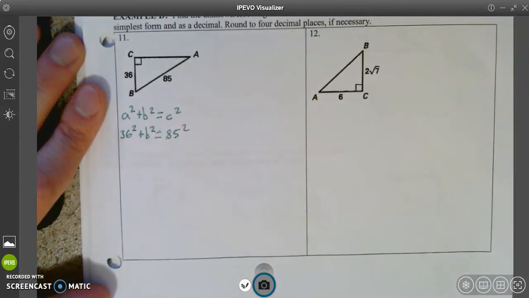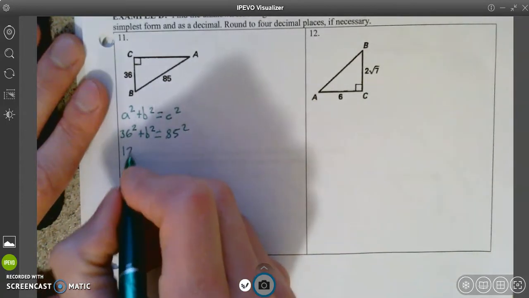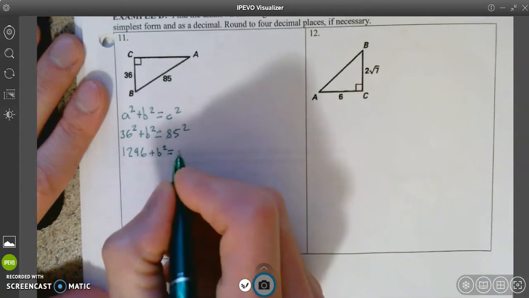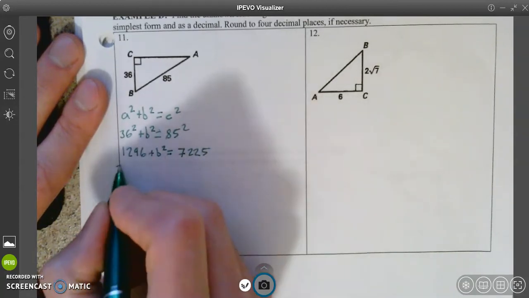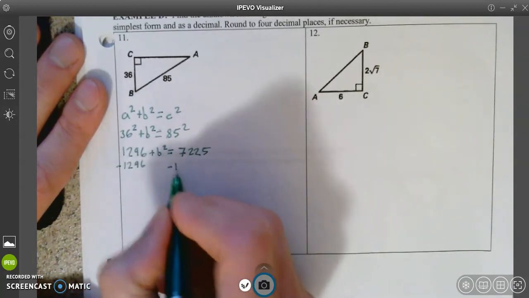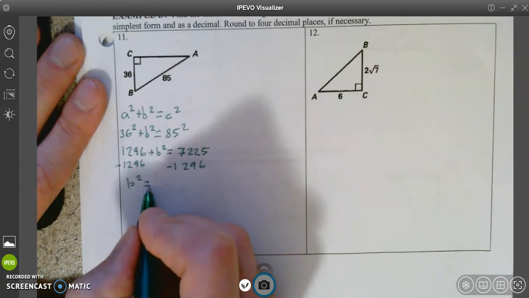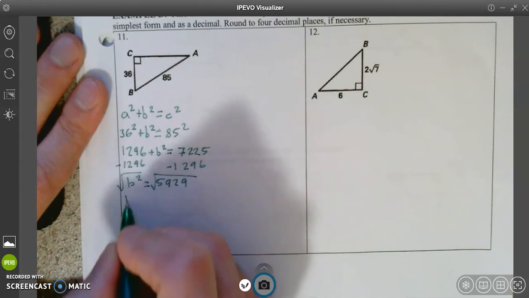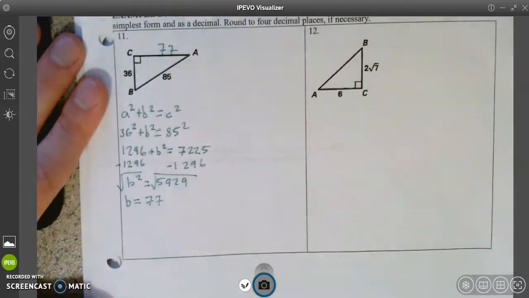36 squared is going to be 1,296. Don't know what B squared is. And 85 squared is going to be 7,225. Minus 1,296 from both sides, and I'm left with B squared equals 5,929. Square root both sides, and you get B is equal to 77. So that's this side length right there.